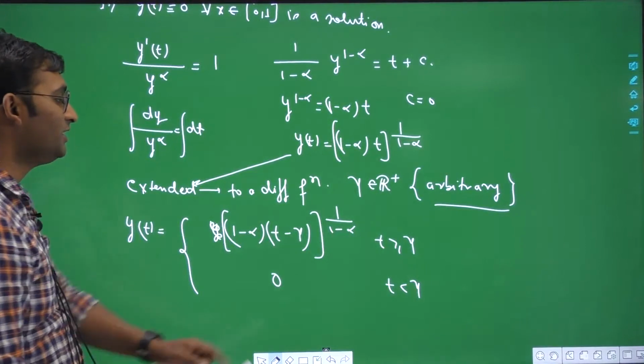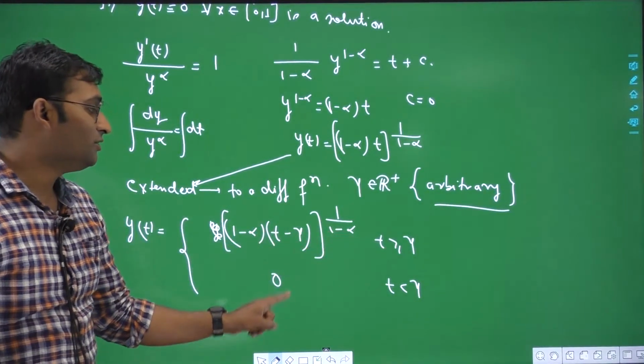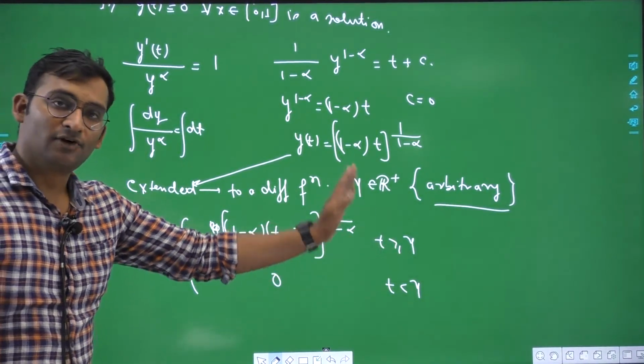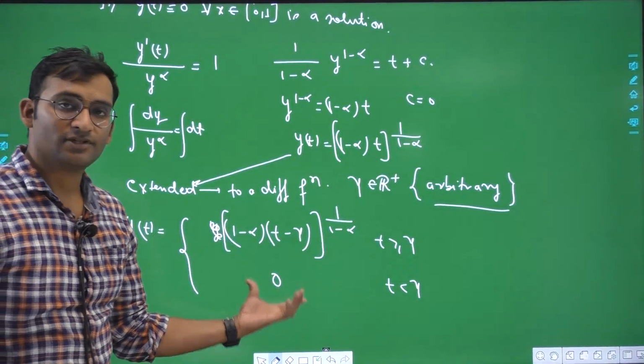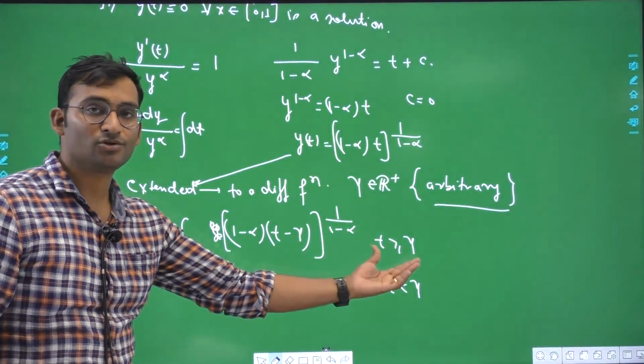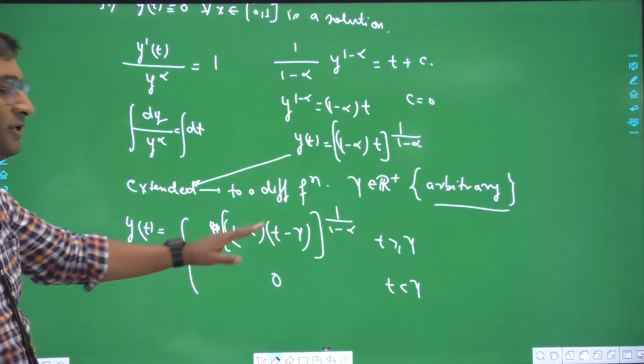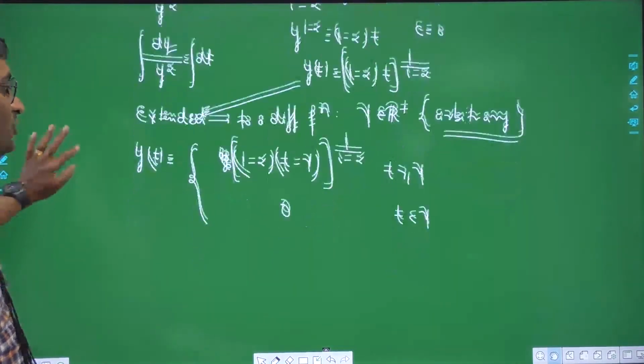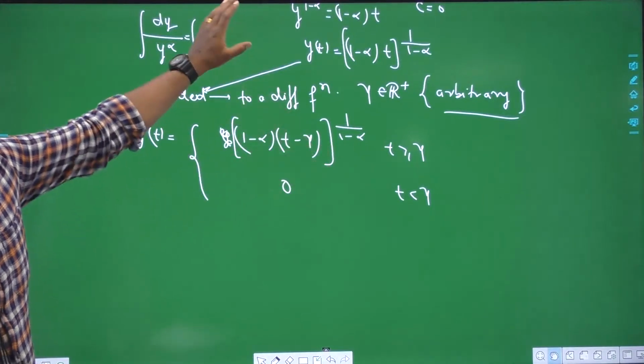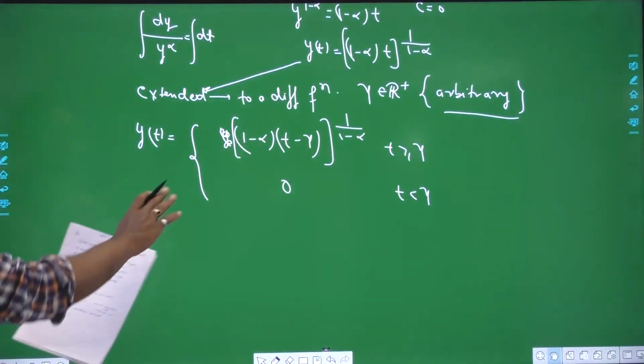So clearly you can see this particular thing is continuous at t equals gamma, and otherwise it is a constant function, which is continuous as well. At t equals gamma, it is a continuous solution. So no issues with continuity. Differentiable, no issues with differentiability. Let us assume that this is the solution of the given differential equation. Let us see if it happens to be a solution or not.